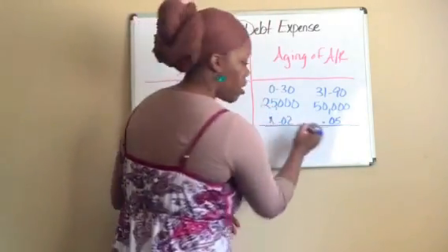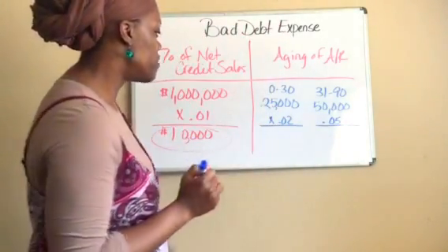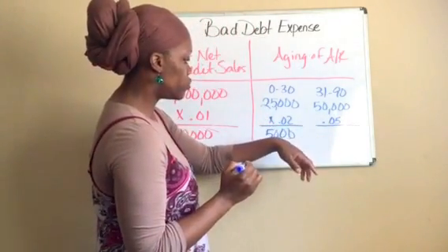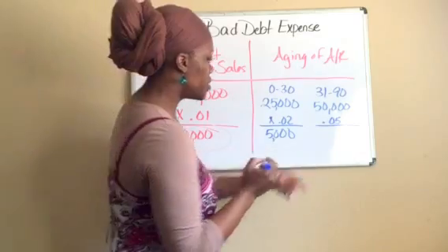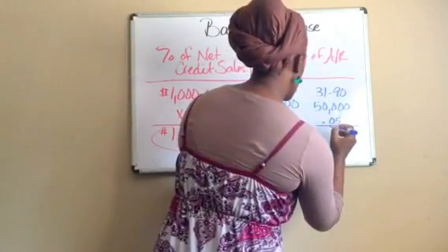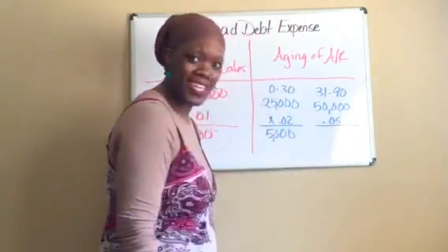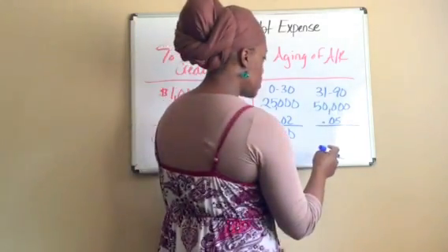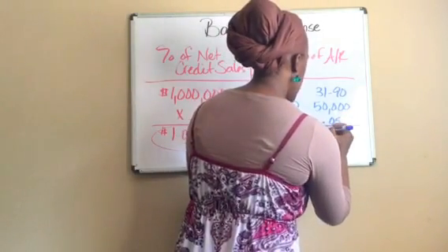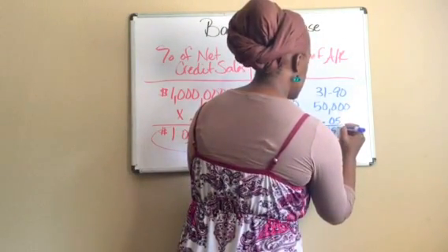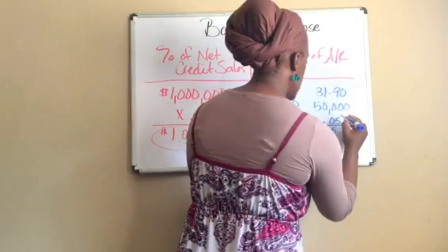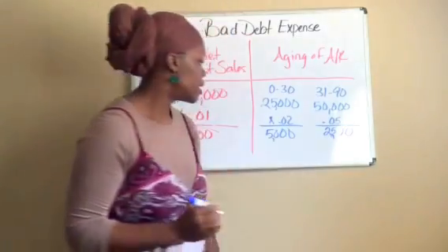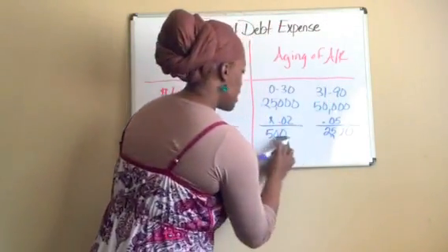All right, 1% of 25,000 would be 250, so 2% is going to be 500. And then 1% of 50,000 is going to be 500, so 5% would be 2,500. I really should have brought in a calculator with me.